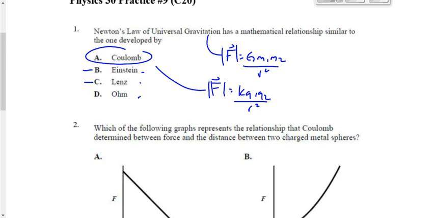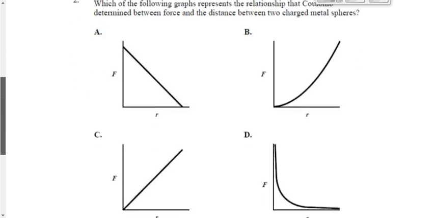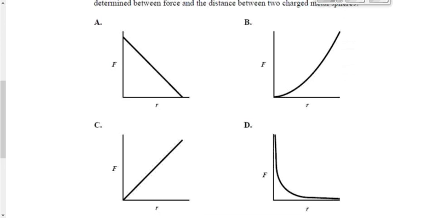All right, 2. Which of the following graphs represents the relationship that Coulomb determined between force and distance between the 2 charged spheres? What's the answer, A, B, C, or D? Sometimes the answer is D, yeah. Sometimes we get a question like this.